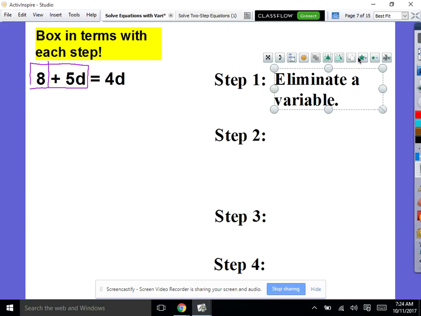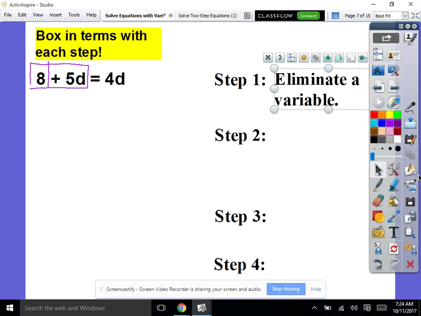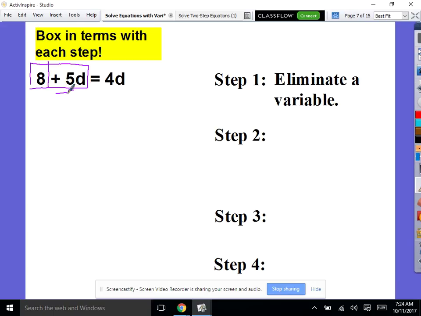All right, so normally I would tell you to eliminate the smaller of the two variables, but since we have two terms on the left side, we're going to get rid of that variable. So we're going to do the opposite of plus 5d, and we're going to subtract 5d. That leaves us with 8 equals 4 minus 5 is negative 1d.